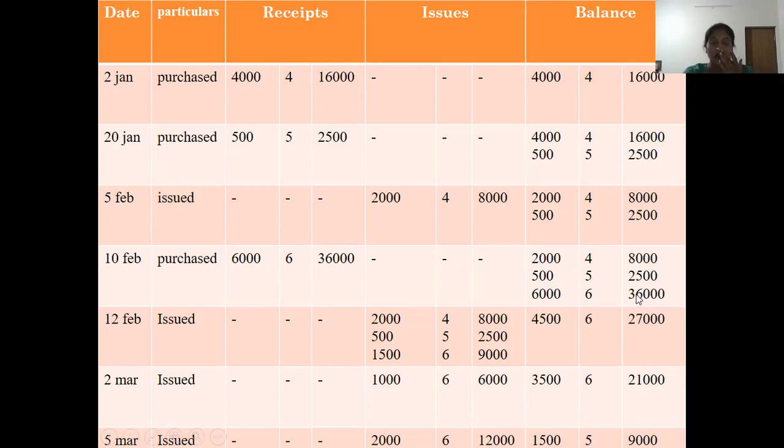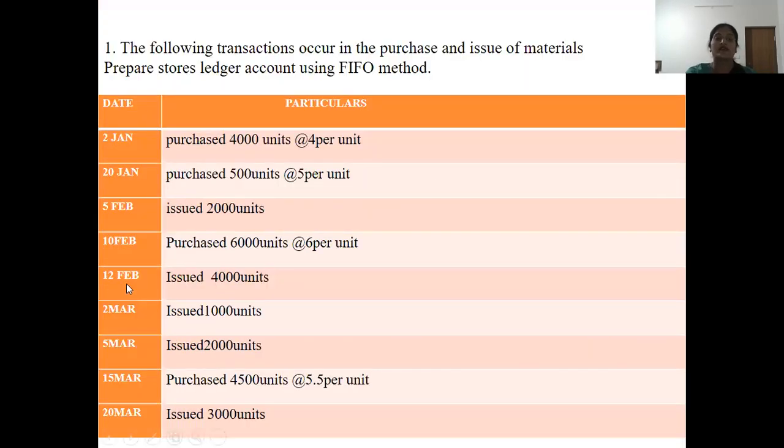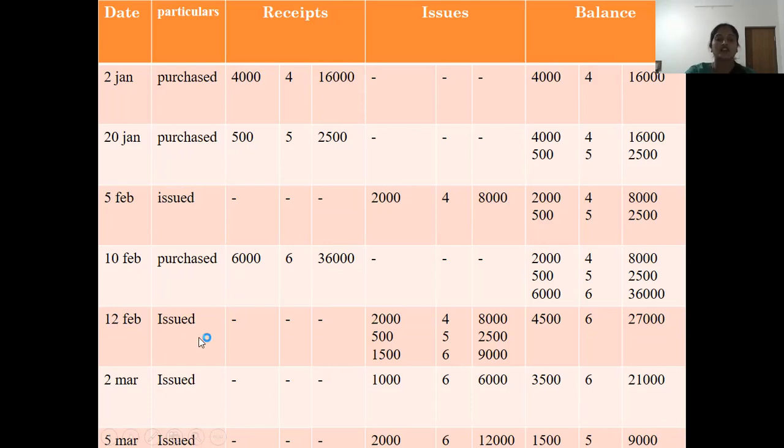And one more thing, you are not supposed to forget that immediately after the purchase you need to go for the balancing. Now let us go to the 12th. On the 12th of February we have made an issue. Now let us look at the problem. How much have you issued? We issued 4,000 units. On 12th, issued. How much are you supposed to issue? We must issue 4,000 units.